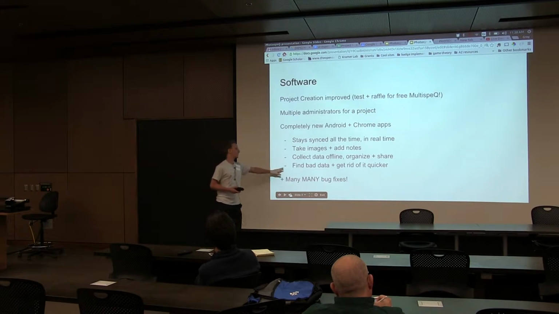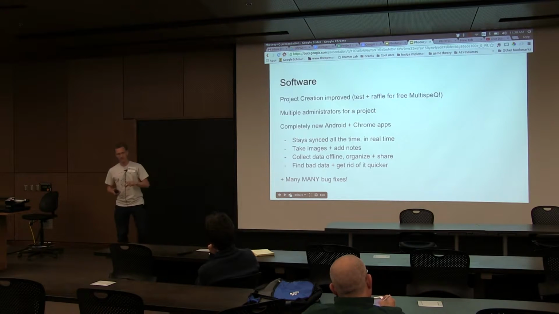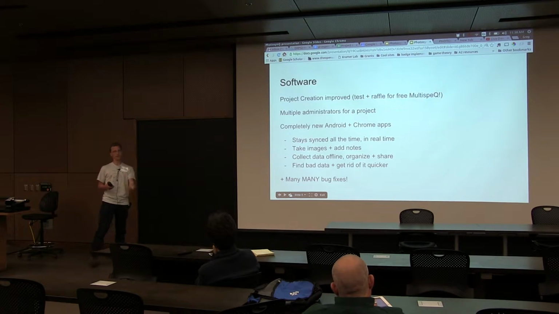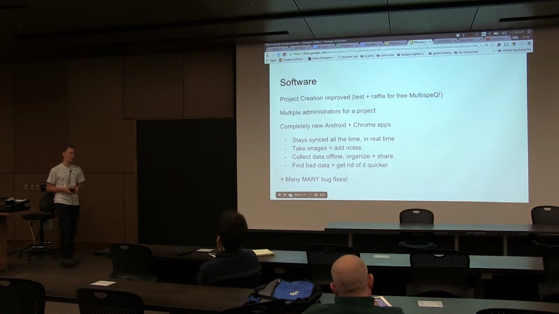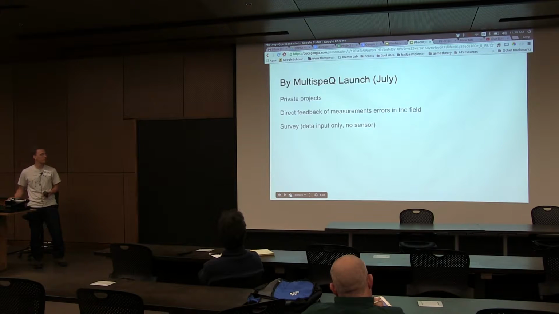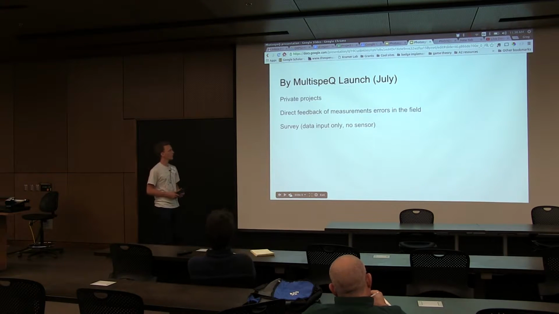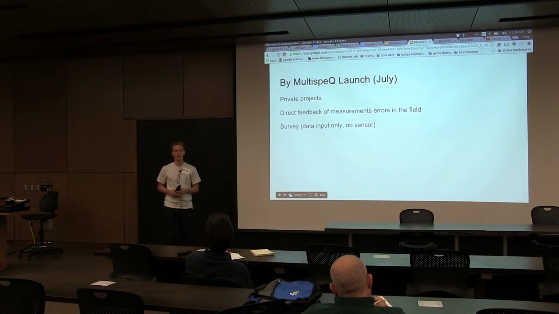So we have a lot of tools in both apps now to be able to address that in the field quicker, and also tell the user quicker when it sees bad data. And then just lots and lots and lots of bug fixes. So this is what we're trying to finish by July, which is when we hope to launch this. We have basically a manufacturing timeline at this point that's not really changeable.